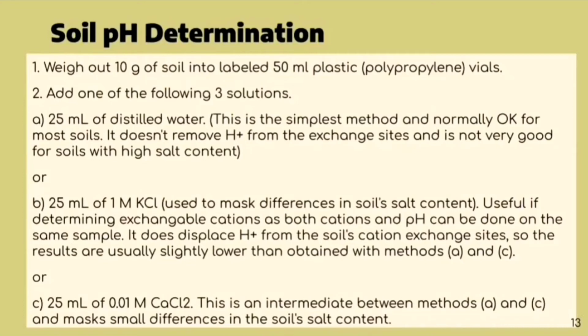Useful if determining exchangeable cations, as both cations and pH can be done on the same sample. It does displace hydrogen from the soil cation exchange sites, so the results are usually slightly lower than obtained with methods A and C. Or we can use the last solution, which is 25 ml of 0.01 M CaCl2. This is an intermediate between methods A and C and masks small differences in the soil salt content.